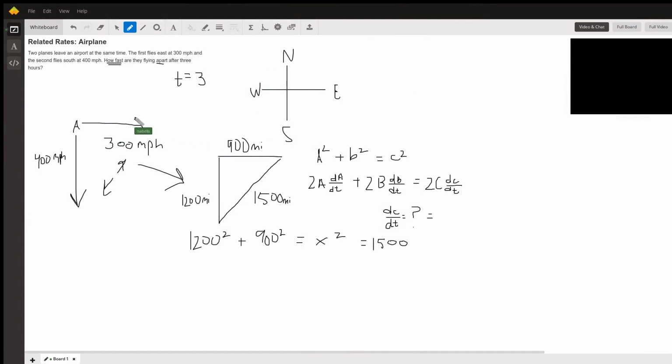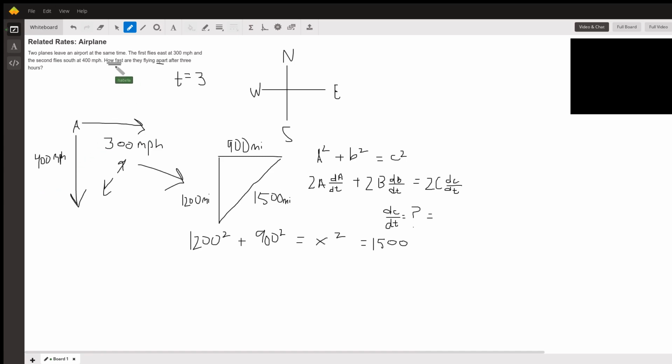Right. So, two planes leave an airport at the same time. The first flies east at 300 miles per hour, and the second flies south at 400 miles per hour. So, east is to the right, and south is downward. I drew this diagram, this being the airport. This is the first plane going 300 miles per hour, and the other plane going 400 miles per hour.